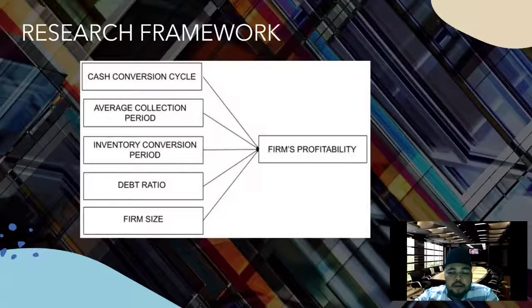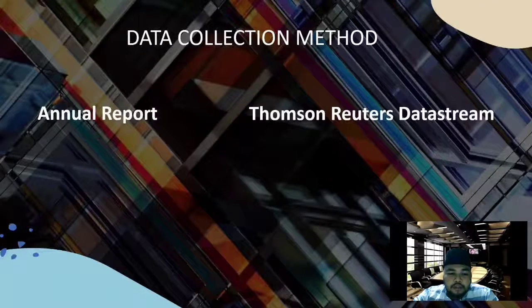Second, the pecking order implies that there is an opposite relationship between the level of debt and profit. It shows that if a company has a higher debt ratio, the company will have a small or little profit. Next is the data collection method, which is the annual report and Thomson-Reuters Datastream.